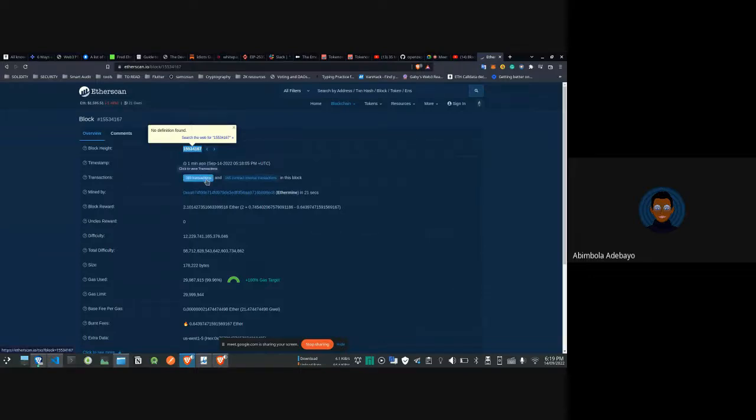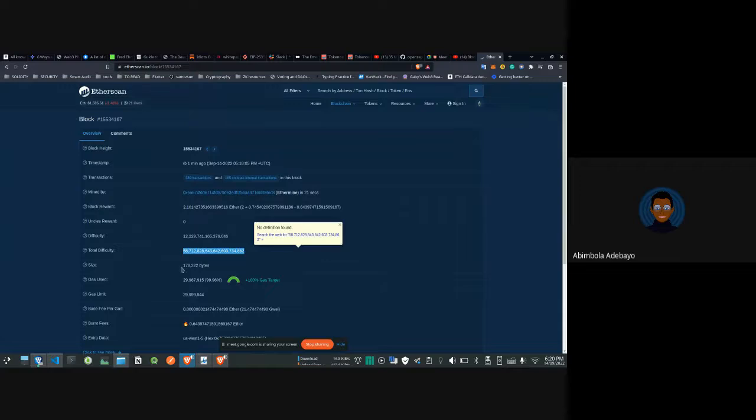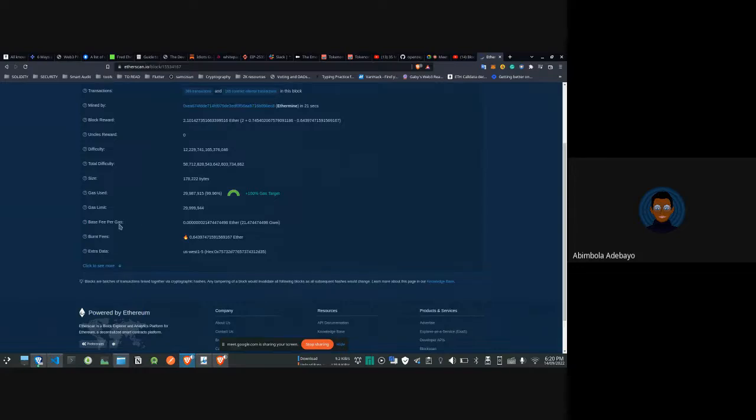So transactions, it has 389 transactions and 165 contract internal transactions are included in this block. This is the miner. This is the block reward. The person got 2.10 ETH. This is the block difficulty. Total difficulty size 178,222 points. And this is the total number of gas used. It has 100% gas target, gas limit, and base fee per gas. So the base fee per gas for this one is 21.4 something Gwei.